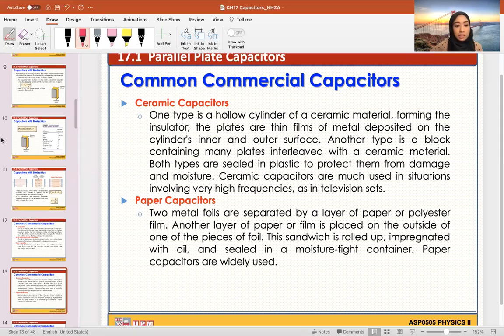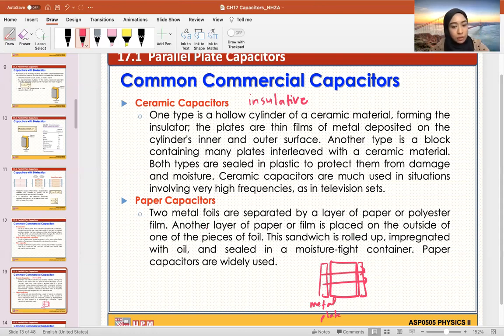And these materials need to be insulative. It cannot be conductive. They need to be insulative. Because why? Because if they were conductive, okay, we already have a metal plate here. This is our metal plate. If we have another metal plate, then the charges can easily move, right? Then there will not be a potential difference. There will not be an electric field because all the charges are moving about, so you can't create that potential difference or that electric field.